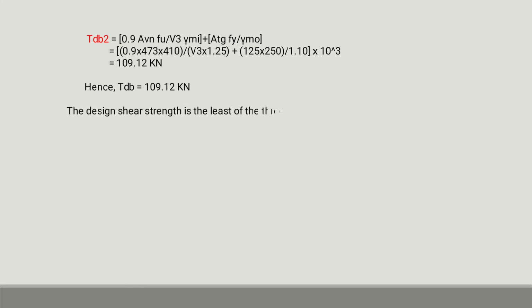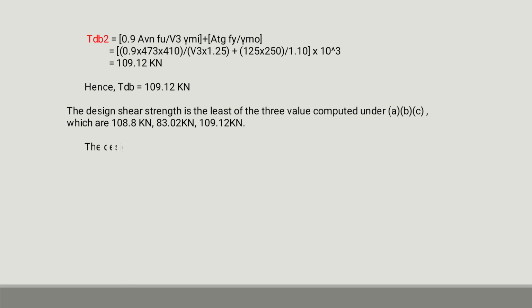The design tensile strength is the least of the three values computed as A, B, C, which are 108.8, 83.02, 109.12. So the design tensile strength of the angle is 83.02, which is greater than 19.24, because we compare the three values and take the least value. This is your design tensile strength of angle.